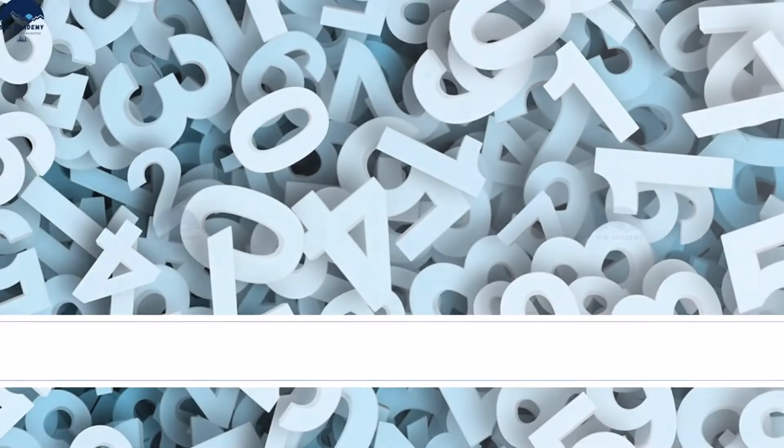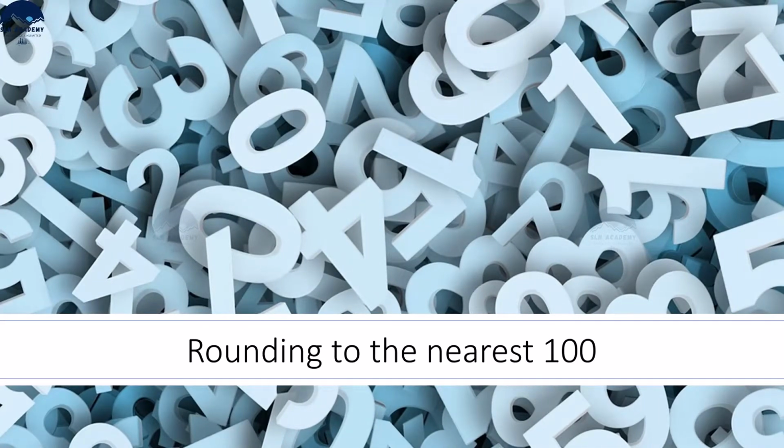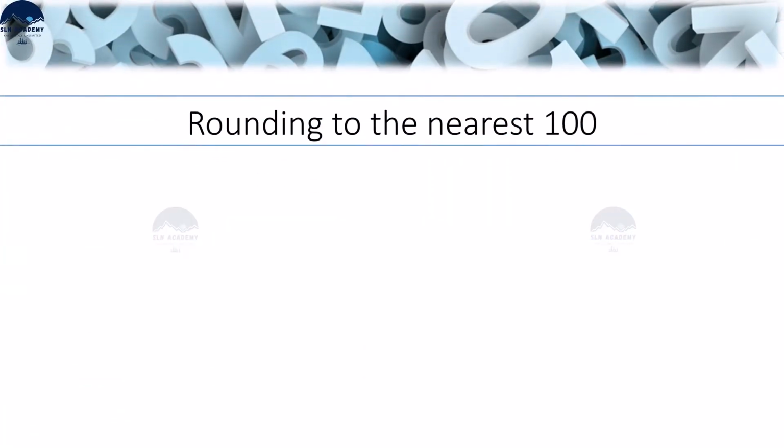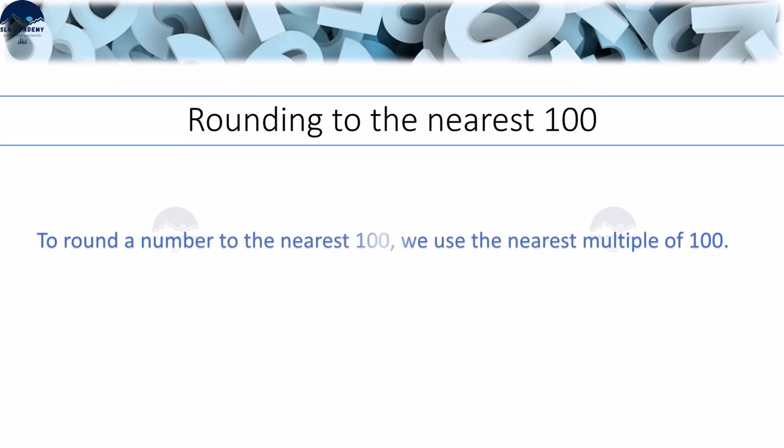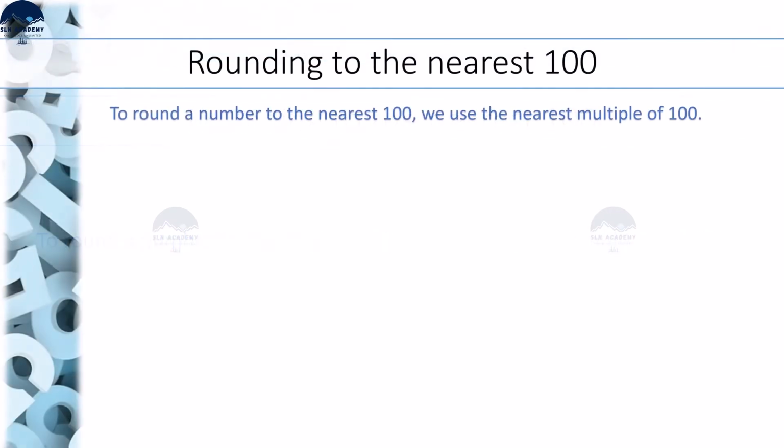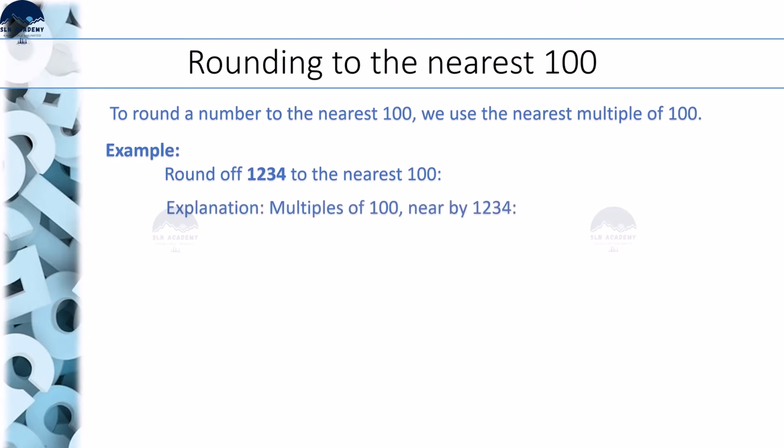Rounding to the nearest hundreds. To round a number to the nearest hundred, we use the nearest multiple of hundreds. Let us practice with some examples. Rounding off 1234 to the nearest hundred. Take multiples of hundreds nearby the number 1234.